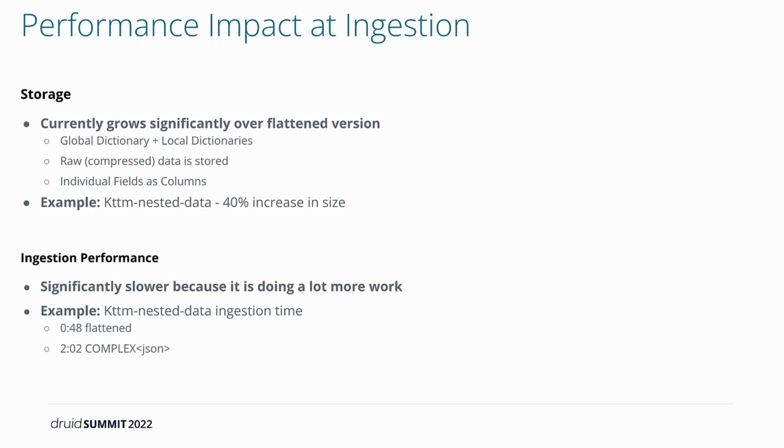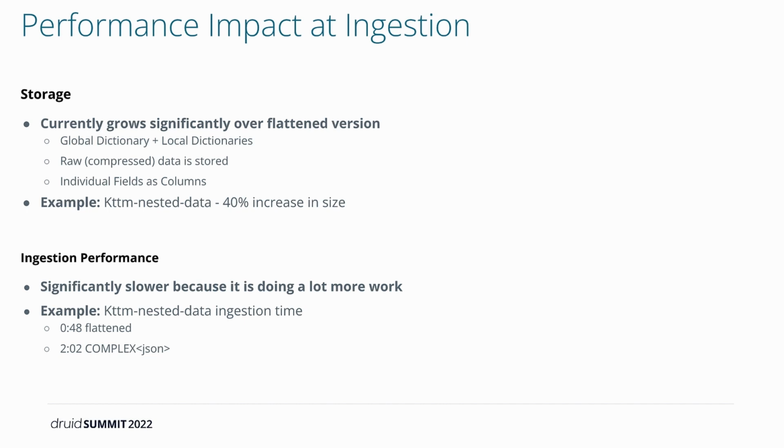This is a dictionary for the whole JSON column that includes all of the string, long, and double values across all possible fields within the JSON. And then there's local dictionaries for each of the individual fields. Also, the raw data, the raw JSON, is stored. It's stored in a compressed form, but it's stored right now so that it can be accessed at query time. And the individual fields as columns, which would be the equivalent of the flattened ones.